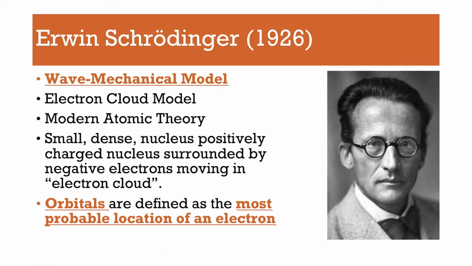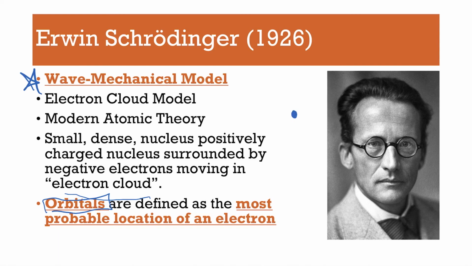Okay. Lastly is this dude named Erwin Schrödinger, and he is known for the wave mechanical model. So he said, I agree with everything so far that Bohr said, but instead of these perfect orbits, the electrons exist more in these electron clouds, or orbitals. And these orbitals were the most probable location of an electron.